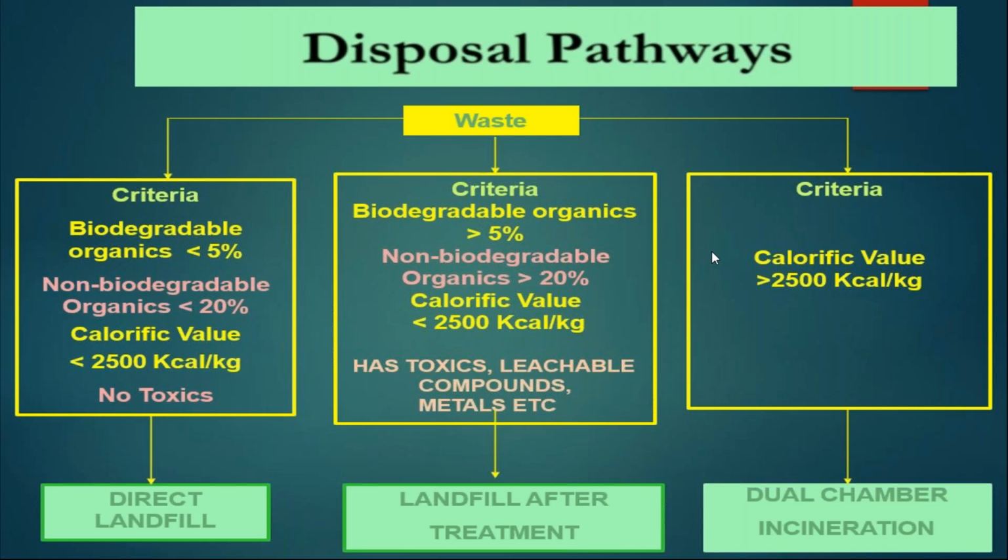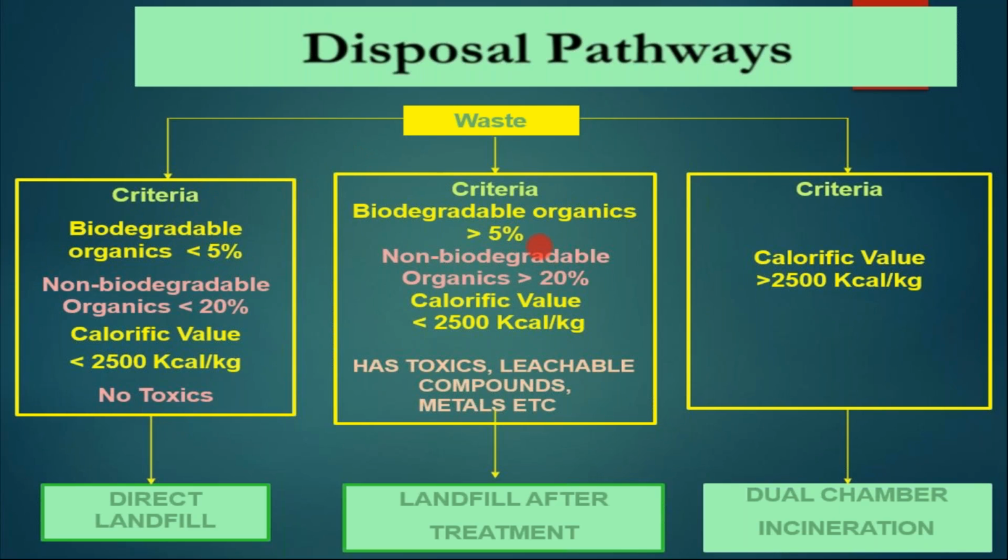So this is the disposal pathway that we have discussed, depending on the waste characteristics and their criteria. So this is one of the criteria: biodegradable organics, if it is less than 5%, or non-biodegradable organics if it is less than 21%, and calorific value if it is less than 2500 kilocalories per kg, and if it is non-toxic, then it should be sent to the direct landfill. So this depends on the type of waste, the characteristics and the criteria of this waste.